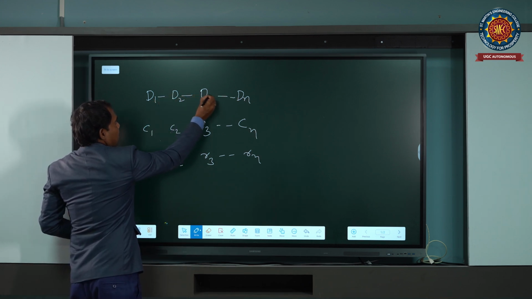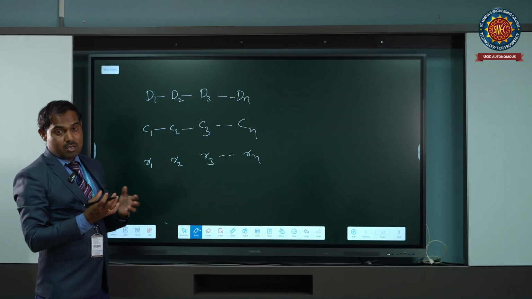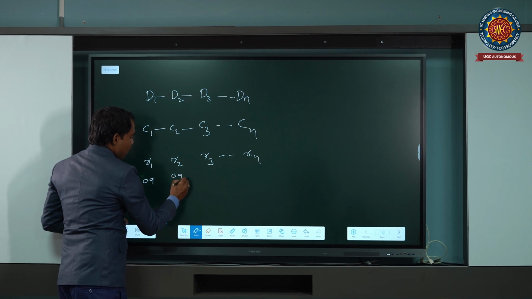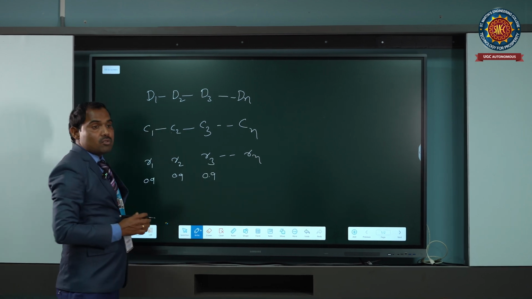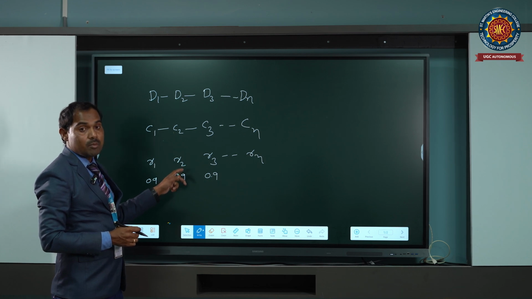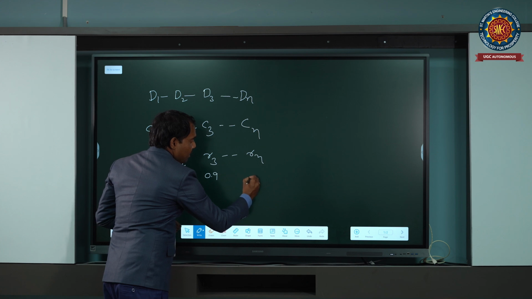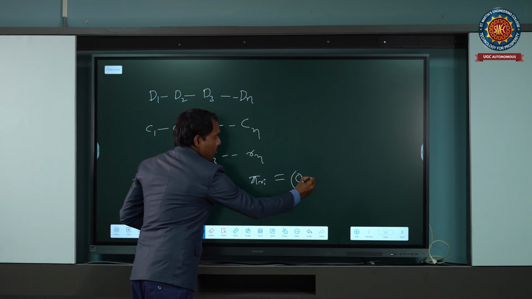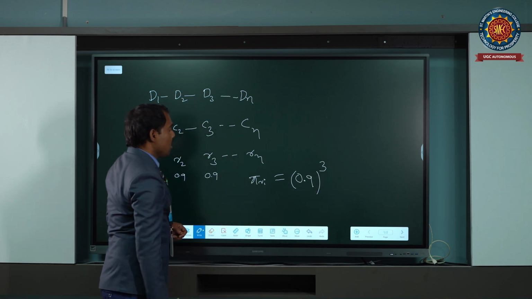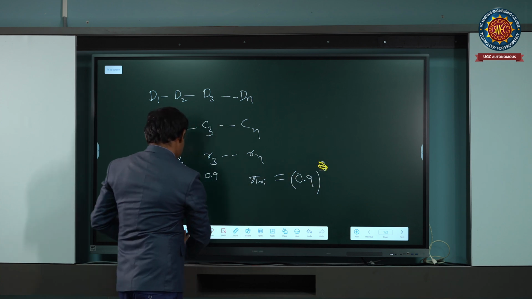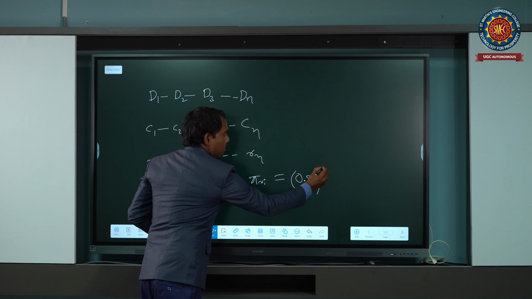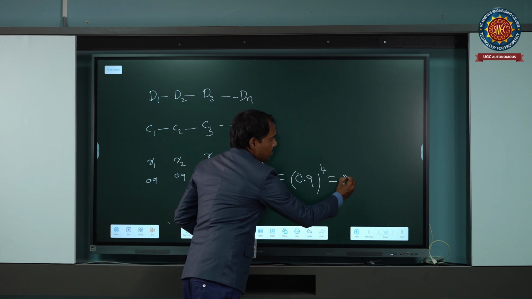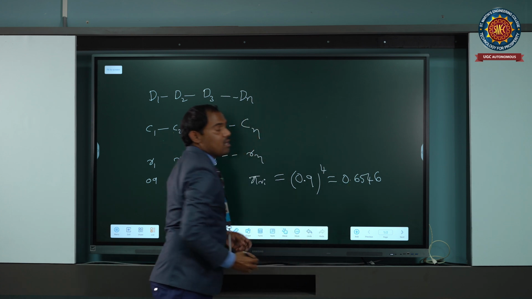Based on that reliability we can say what the success rate of the system is. For example, R1 is 0.9, R2 is also 0.9, and R3 is also 0.9. Now we can calculate the success rate of this system. It is the product of Ri, that is, the reliability 0.9 to the power 3 or power 4. The value we get is 0.6546.